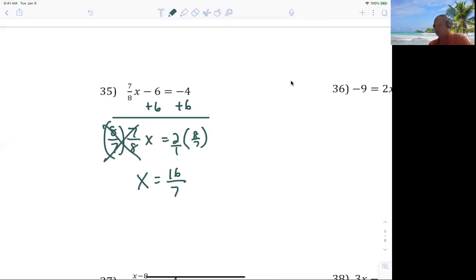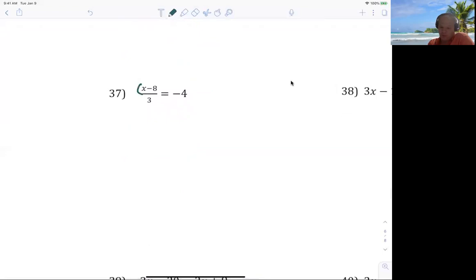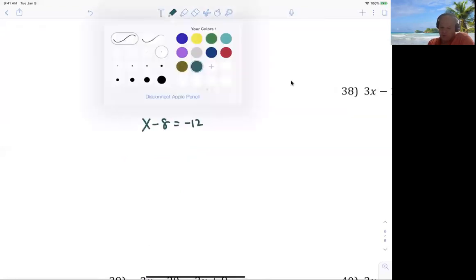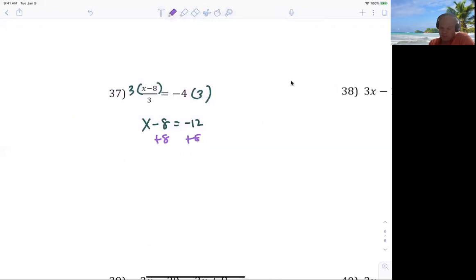Right? Remember, if it's too fast, slow down. All right? Stop the tape, rewind the tape, play it again. All right? That's how you learn. Number 37, remember, this is quantity, so I multiply both sides by 3 first. X minus 8 equals -12. Now I'm going to add 8 to both sides. X equals -4.